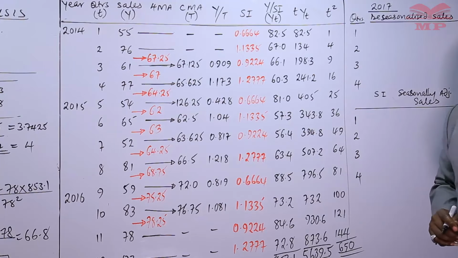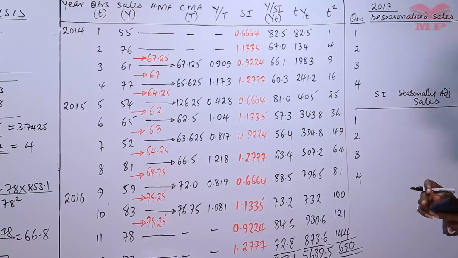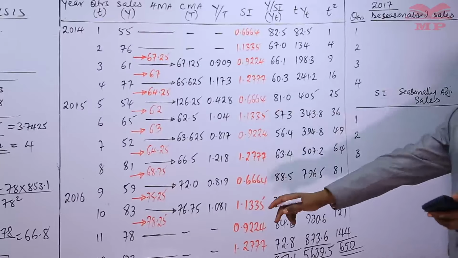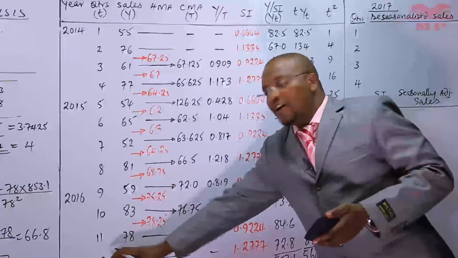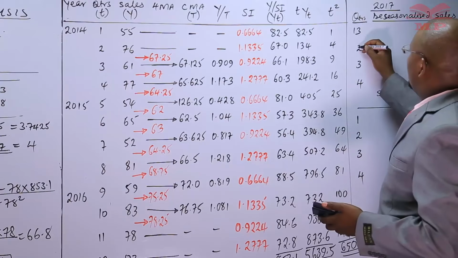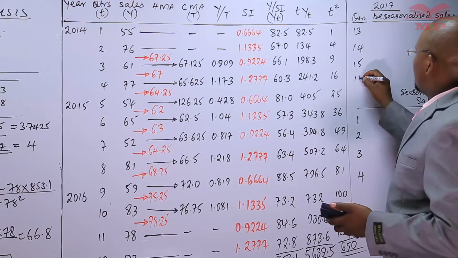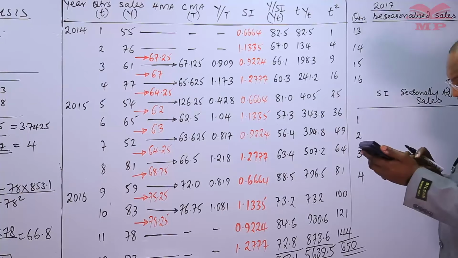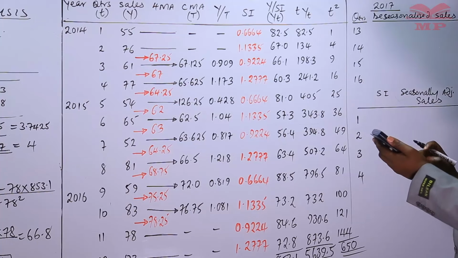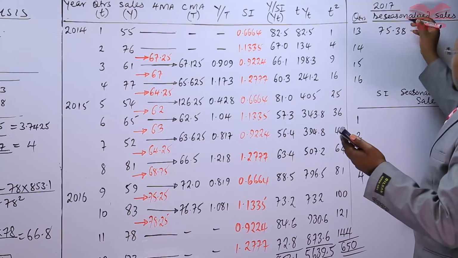Now let's see. I am having the equation there as 66.8 plus 0.66. I multiply by now the trend, the time after the year 2016, which is 12. I go to the next year, which is now 13. So let me indicate here 13, 14, 15 and 16, so that at least you see how I'm substituting. If I multiply by 13, I'll get 75.38.